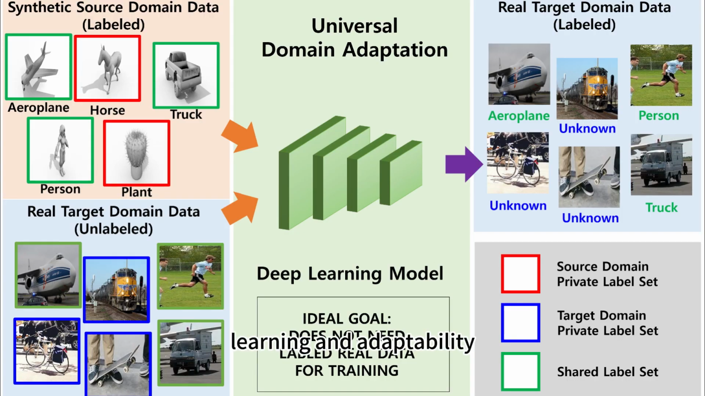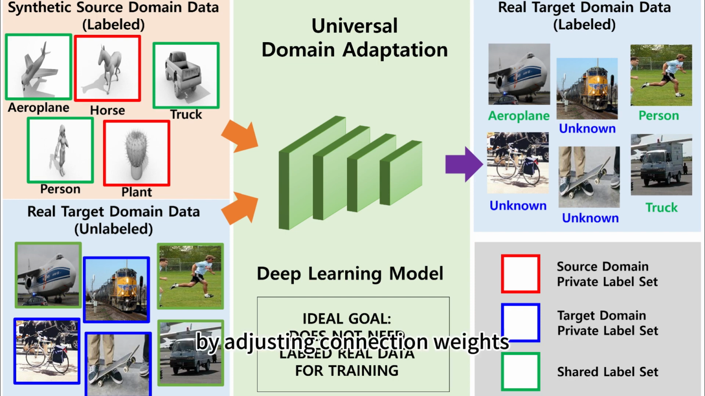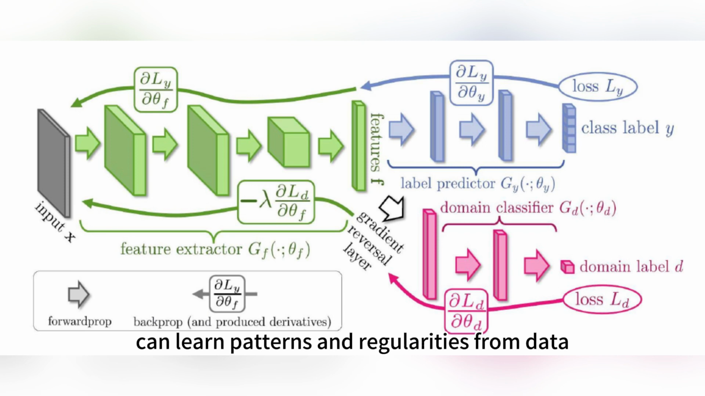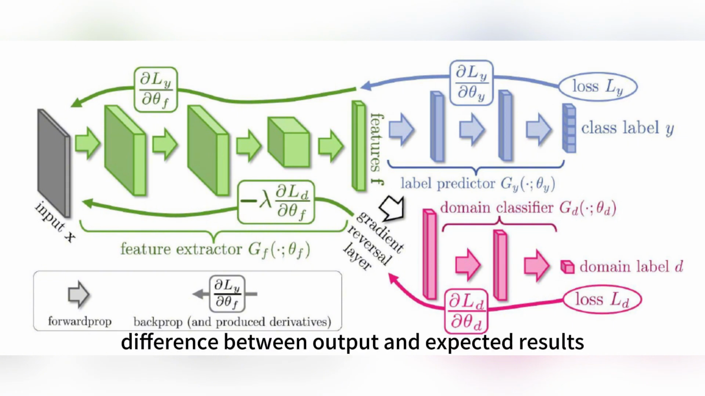2. Learning and adaptability. Connectionism emphasizes the system's learning and adaptability. By adjusting connection weights, neural networks can learn patterns and regularities from data. This learning is often based on feedback signals, adjusting weights based on the difference between output and expected results.